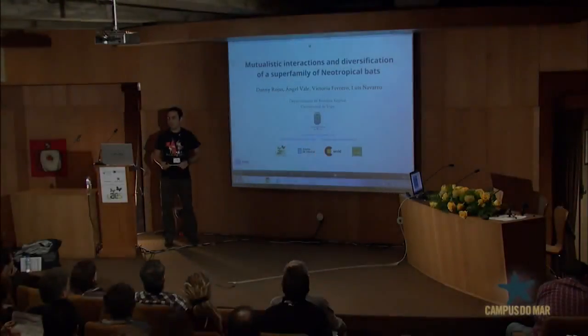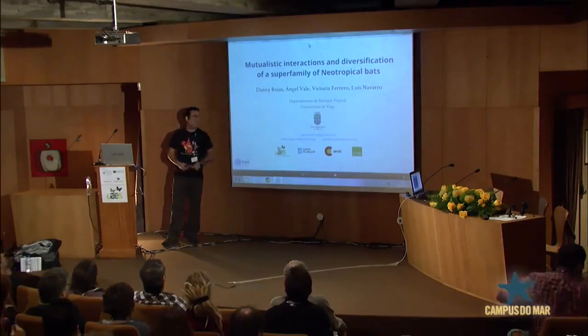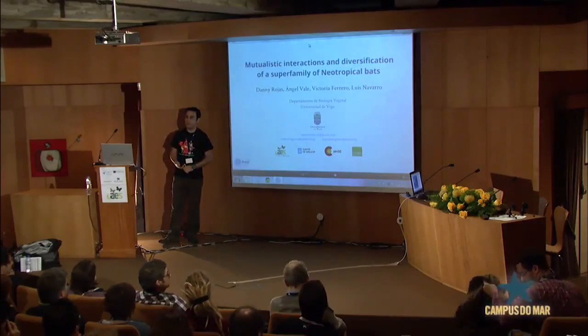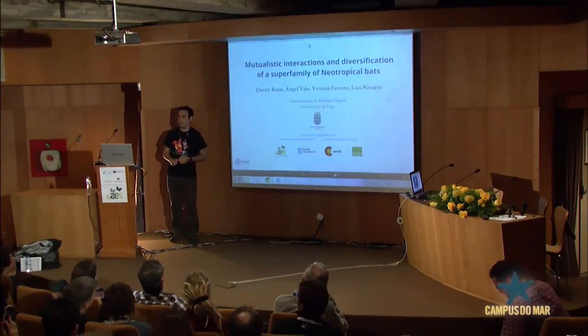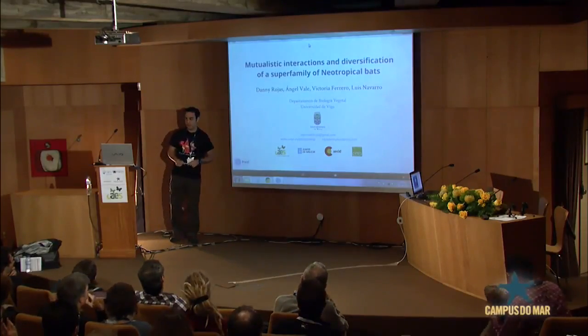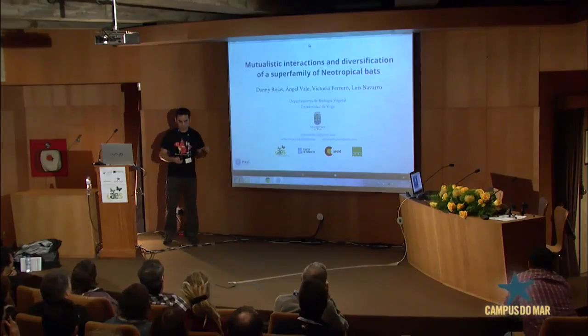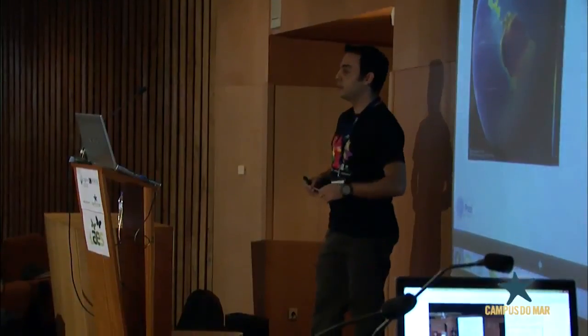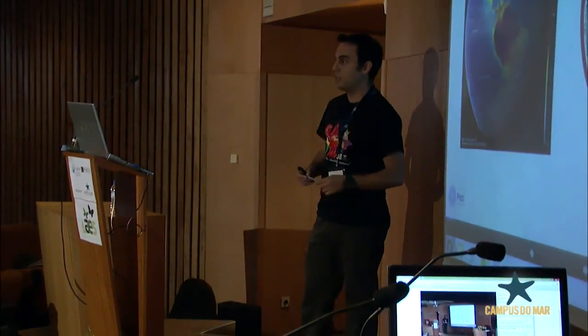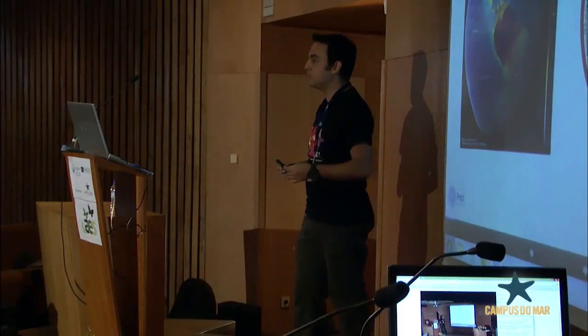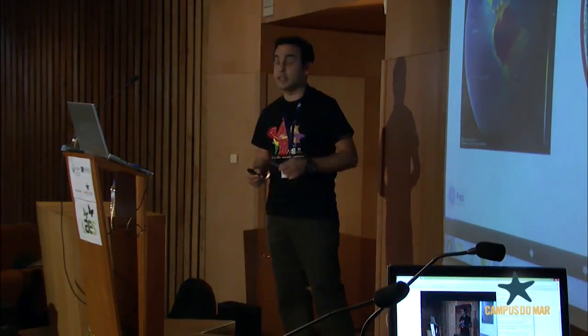Well, good morning, my name is Dani Rojas, and I'm going to talk about some results of our research group. Basically, I'm going to talk about mutualistic interactions and diversification of a group of bats from the tropics of the New World. As ecologists and evolutionary biologists, we are interested in global biodiversity patterns. A central question is why there is so much heterogeneity in the way life is distributed on our planet and in the tree of life.